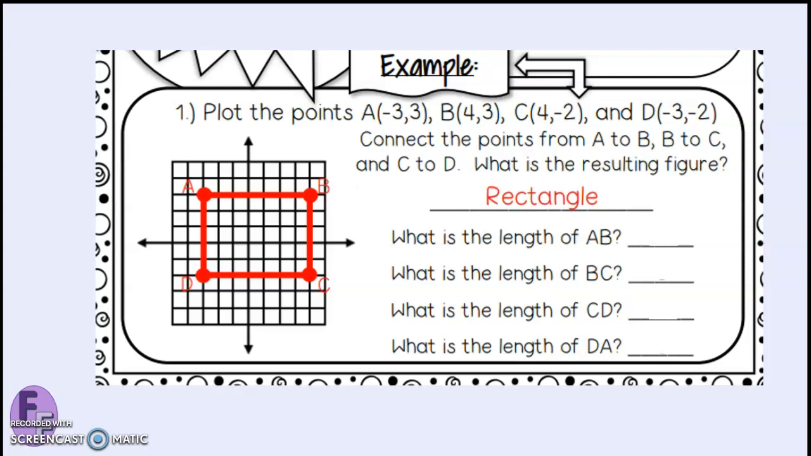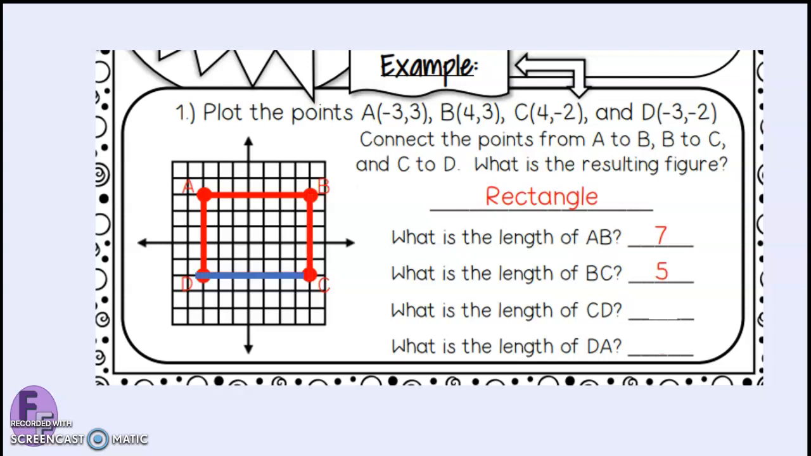Now to find the length of each side. If we look for line AB, we can count the spaces between A and B. There's 7 spaces between A and B. Then look at B to C. From B to C, if we count the squares, there are 5 squares from B to C.